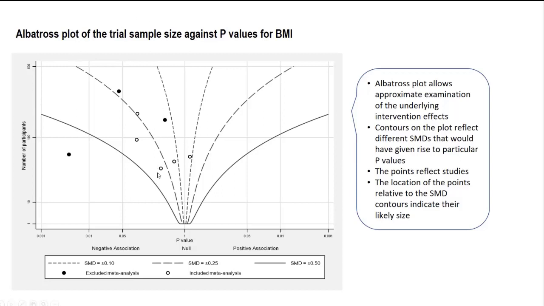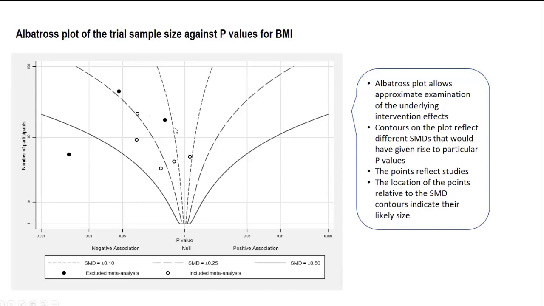So here we've got these dots. These dots represent each of the studies. For each study, if we just have information on the number of participants and the exact p-value, we can plot that on this plot here. And we're able to superimpose on this plot contours which represent different standardized mean differences. Here we've got a standardized mean difference of plus or minus 0.5, here we've got 0.25, and here we've got 0.1.